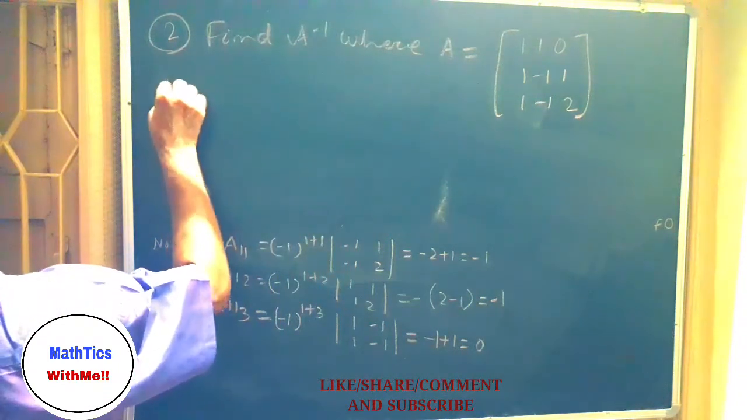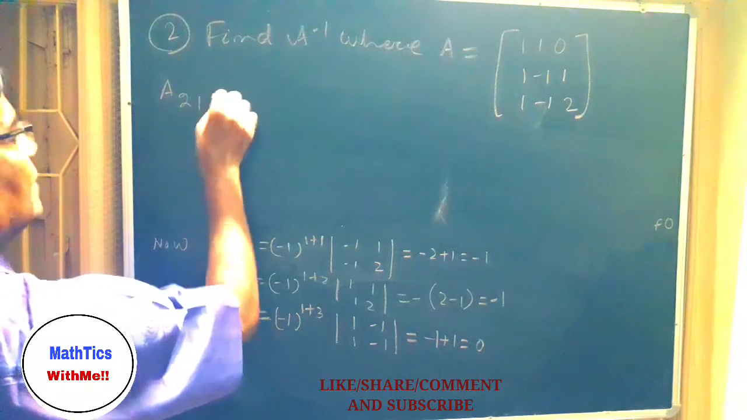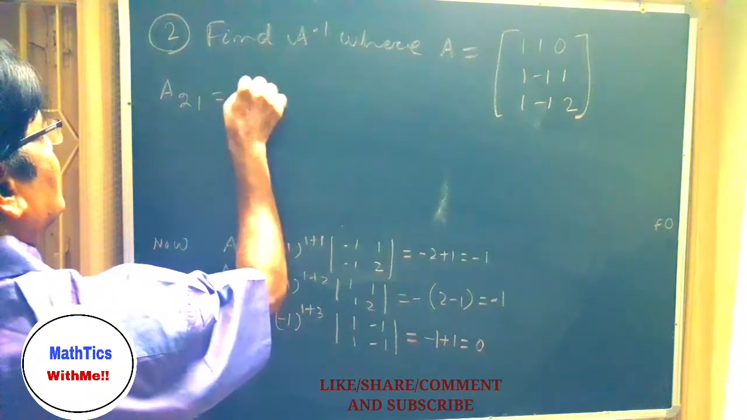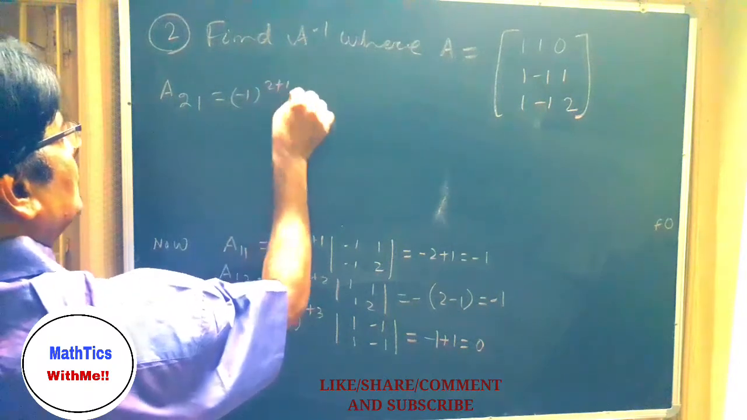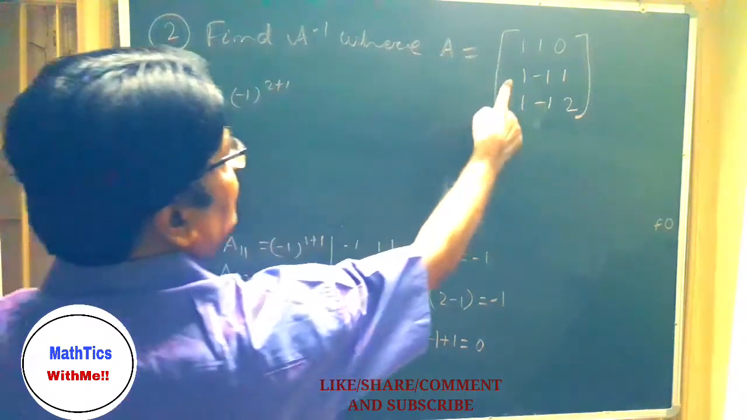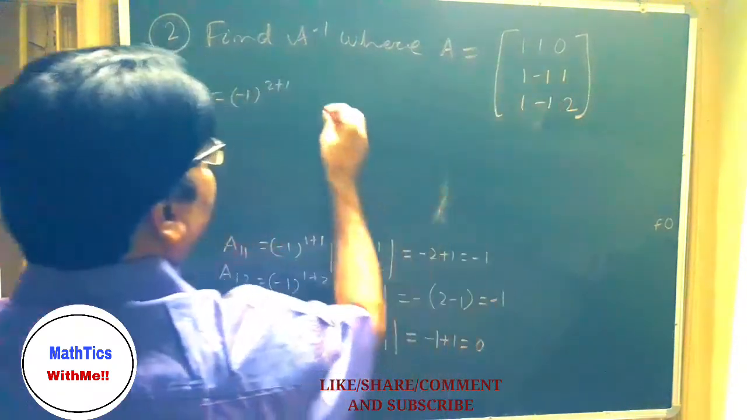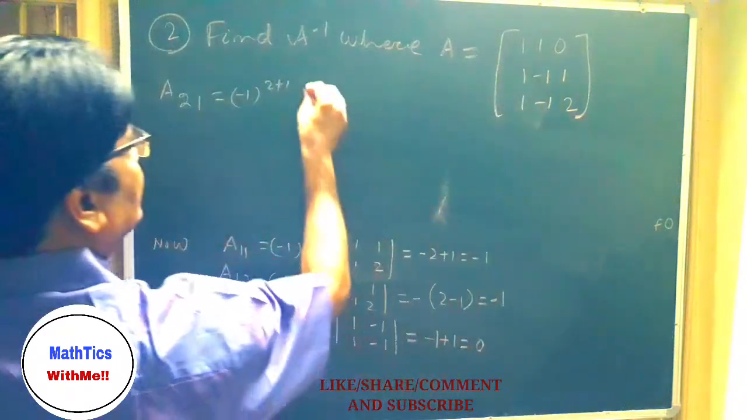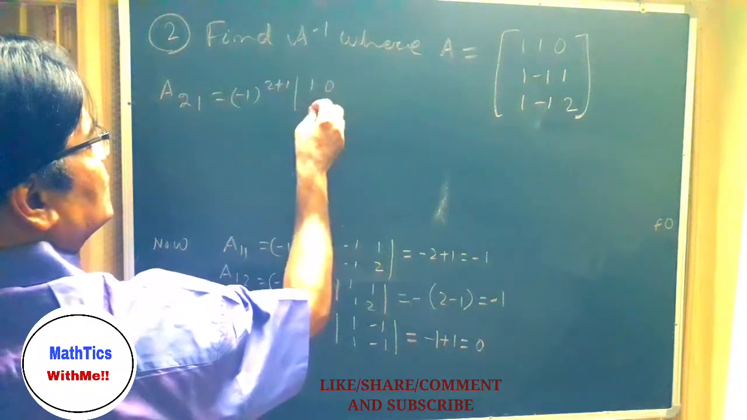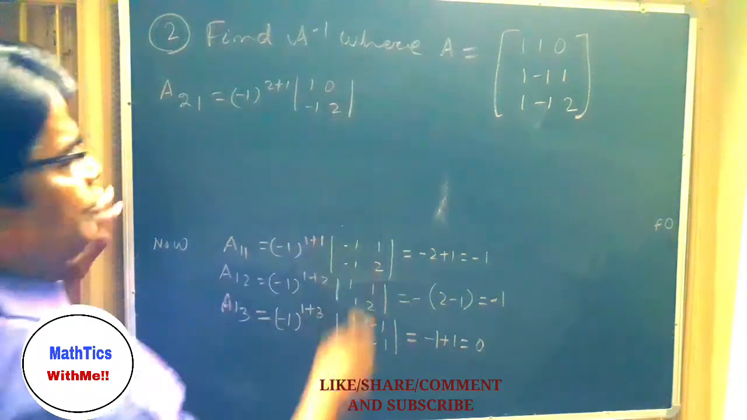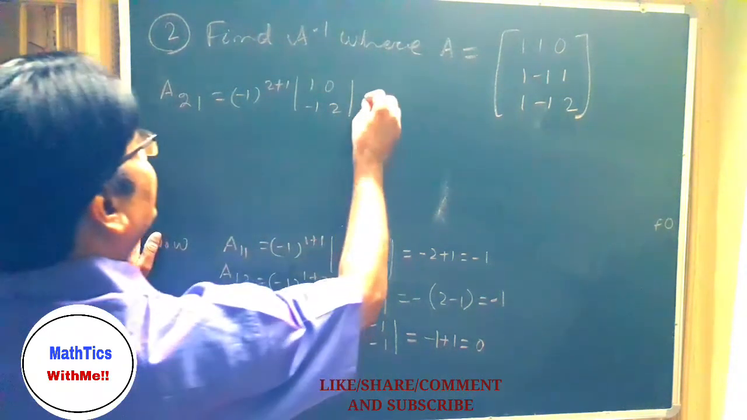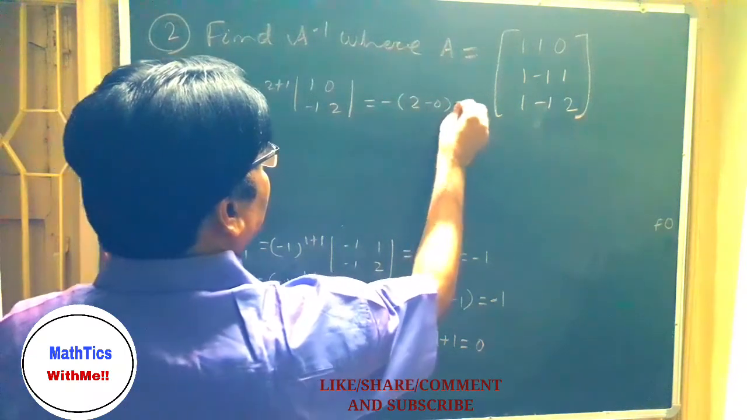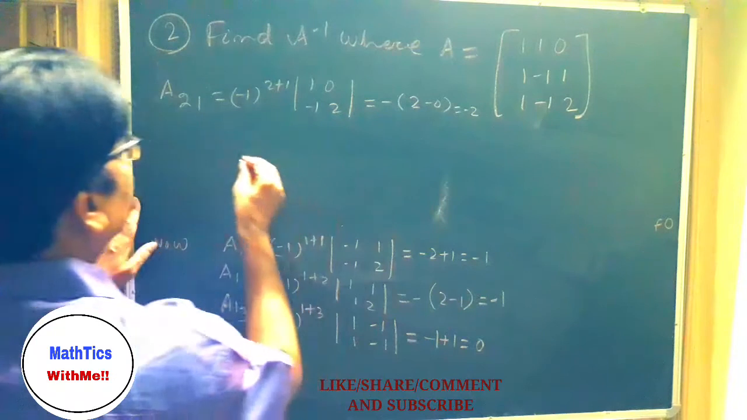Then A21, the cofactor of this element, is equal to minus 1 to the power 2 plus 1. So we should forget about this row, the second row and first column. So we get 1 0, minus 1 2. So this is minus of 2 minus 0, which is equal to minus 2.